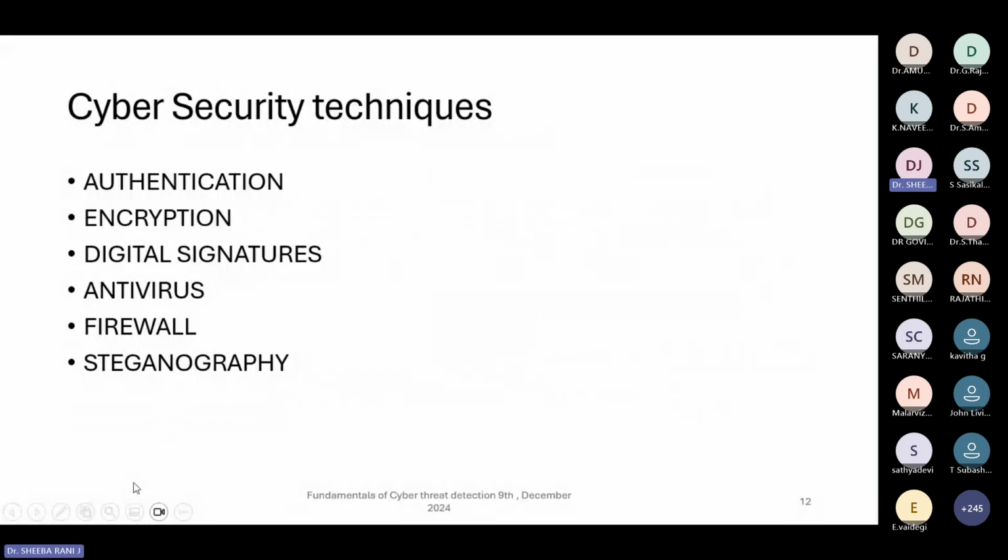Authentication, encryption, digital signatures, antivirus, firewall, steganography, and coded information that we are transmitting and receiving, right? So these are the common ways we go for. Any network, any institutions or organizations, all follow authentication. We are provided with a password, and only with that password can we open it. Nowadays, we are using two-way authentication, as you all know, in my institutes and all.